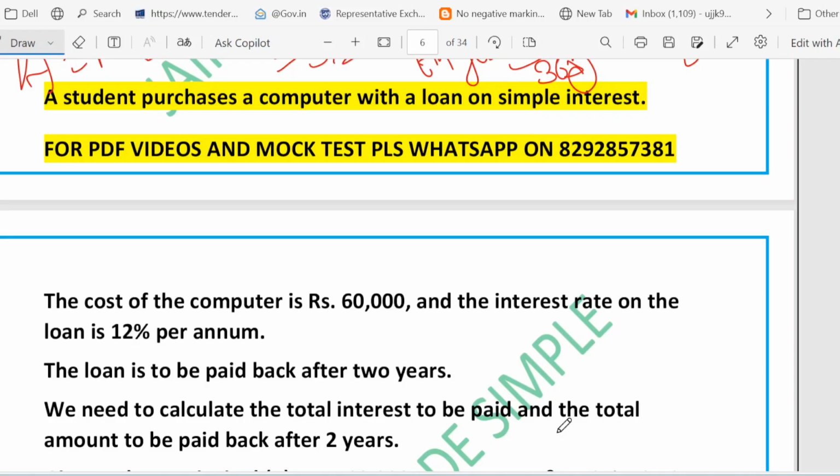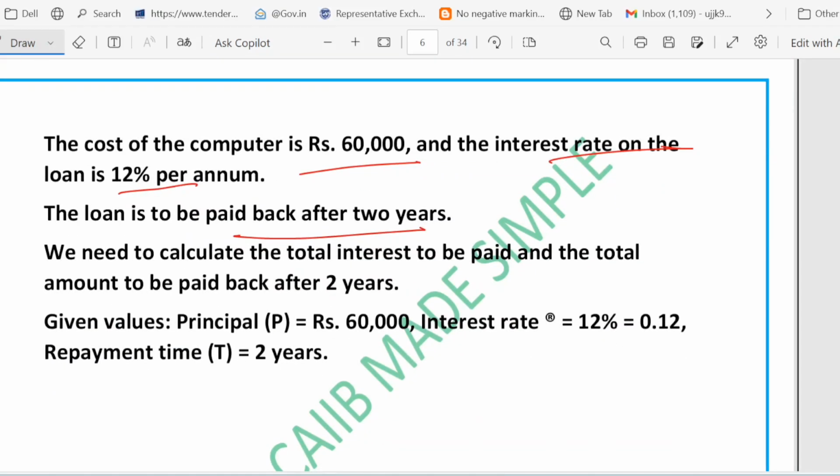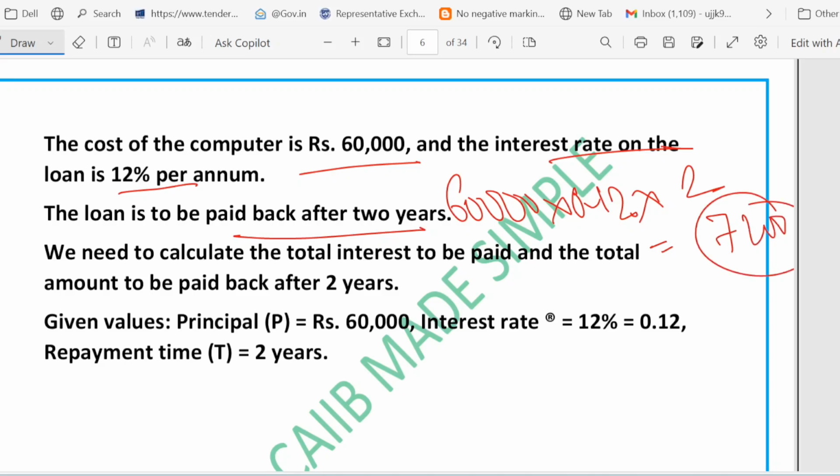Now friends, let's take the case of a computer loan. You can see the cost of the computer is 60,000. Rate of interest is 12%. The loan is paid back after 2 years. We need to calculate the interest to be paid. Very simple. Take 60,000 multiplied by 0.12 multiplied by 2 because time is 2 years. This will give you 7,200. So this is the yearly interest.